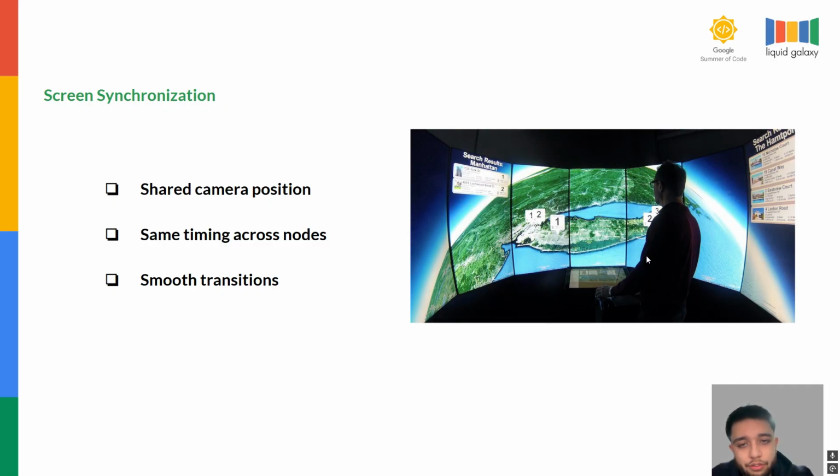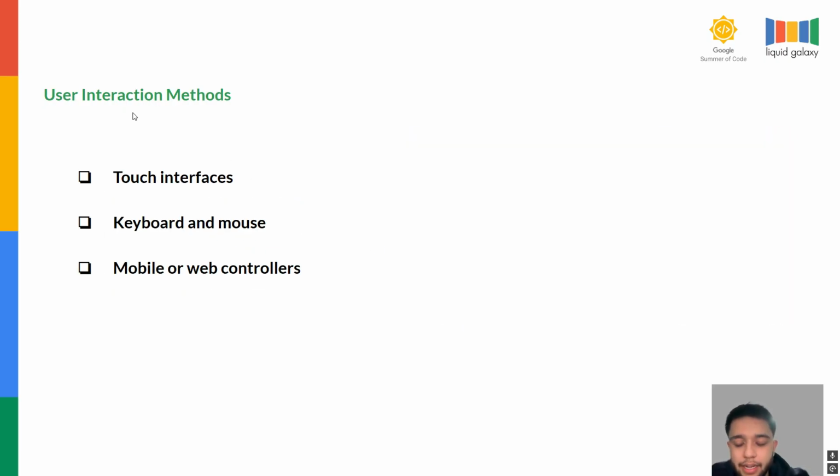So how is synchronization actually achieved? Synchronization is achieved by maintaining a shared camera position and timing across all nodes. The master node and both slave nodes have access to the camera position and the timings. This ensures that every screen shows the correct part of the visualization at the same time. Without this, the system would feel disconnected and wouldn't stay in synchronization. So, user interaction method.